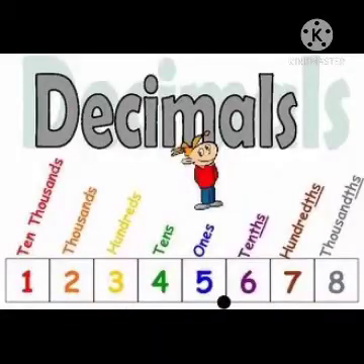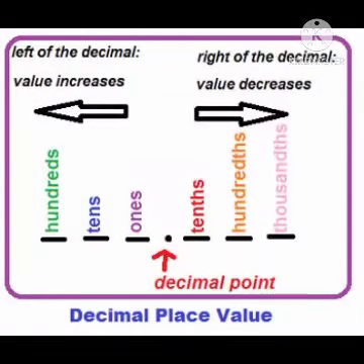See children, 12,345.678. This is a number, no? How will we read this number? 12,345. Here point is there, no? That is the decimal point. After the point we have to read the individual numbers, no? 6 7 8. Once see children, left of the decimal point increases. Right of the decimal point always decreases. Okay, we have to see again. Left of the decimal increases and the right of the decimal decreases.